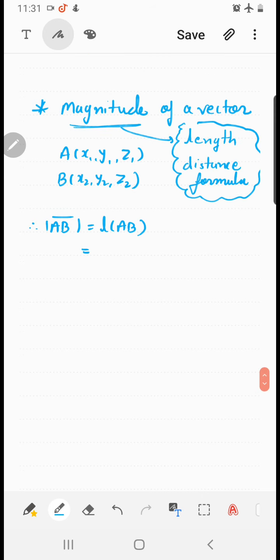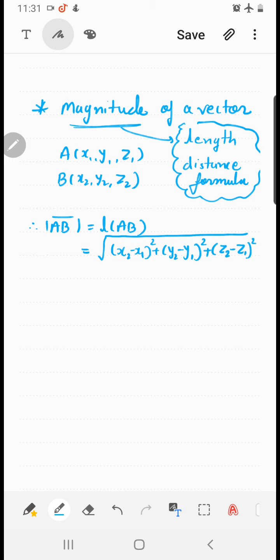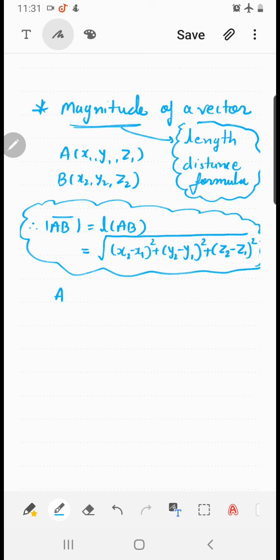Now all of you must be knowing the distance formula is under root of difference of x coordinate square plus difference of y coordinate square plus, here since it is 3 dimension, we extend the formula, difference of z coordinate square. So this becomes basically the formula for magnitude. But see, ideally, this is just a thought. I am not going to use this as the formula to find magnitude.